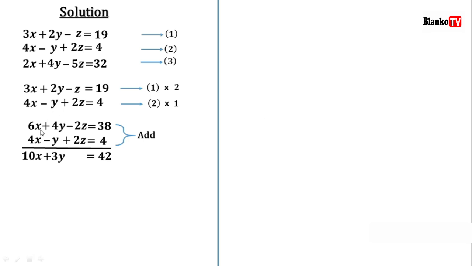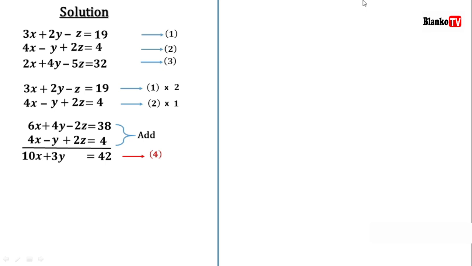That is 6x plus 4x will give us 10x, 4y plus negative y will give us 3y, and then negative 2z plus 2z will be 0. So automatically z has been eliminated. Then 38 plus 4 will give us what? 42. So we can represent this equation as equation 4. I hope you are following the steps.